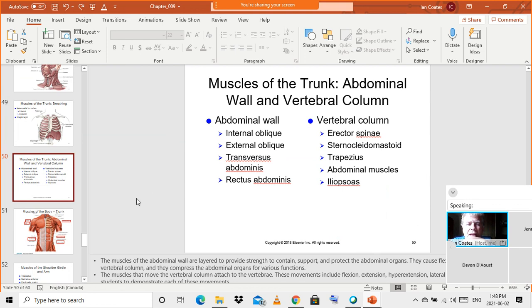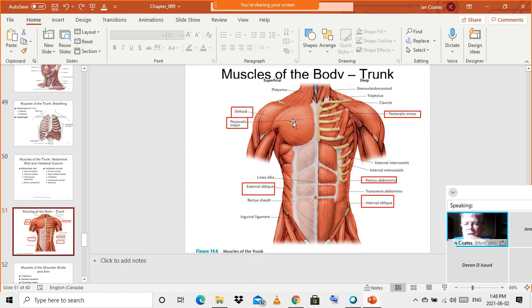What do we got here? We've got the muscles of the trunk, and you guys can have a look at these. The ones in red are the ones that I've highlighted. If I am going to ask any of these, it'll be one of these guys here. There's your deltoid, your shoulder, your pectoralis major. Your minors are underneath.